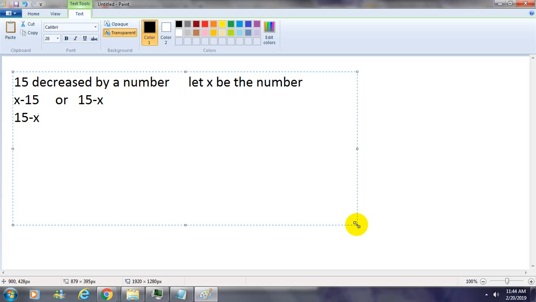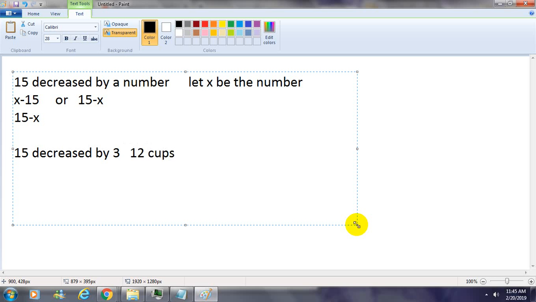Now the other way to do it is you make a specific example. Instead of saying by a number, you say 15 decreased by 3. Just think about that. Forget about the top question. What is 15 decreased by 3? Imagine you have 15 cups and you decrease them by 3. How many cups do you have? Exactly, you have 12 cups.